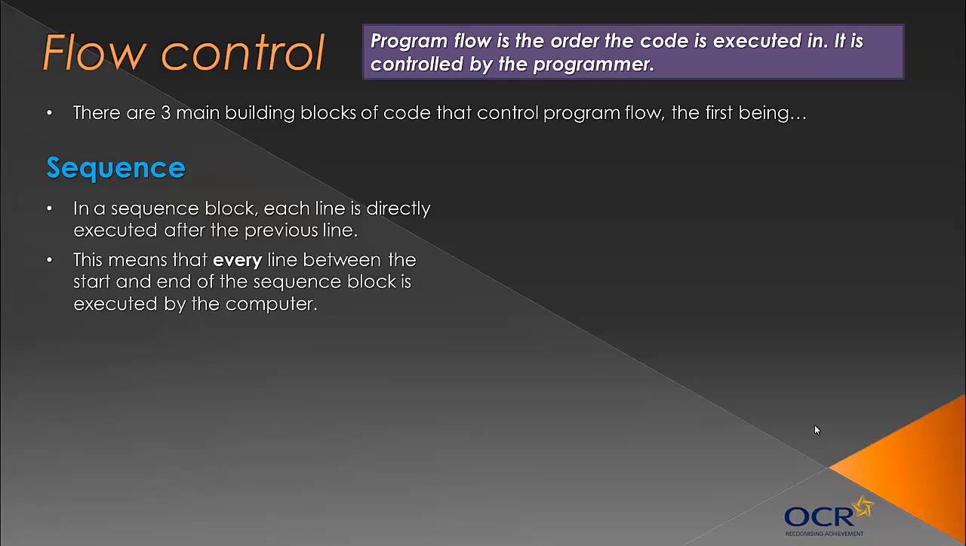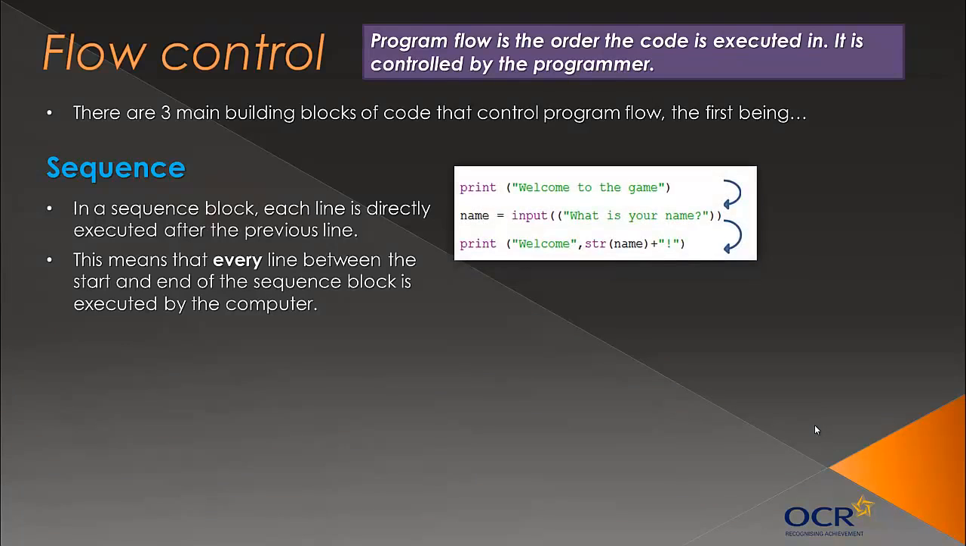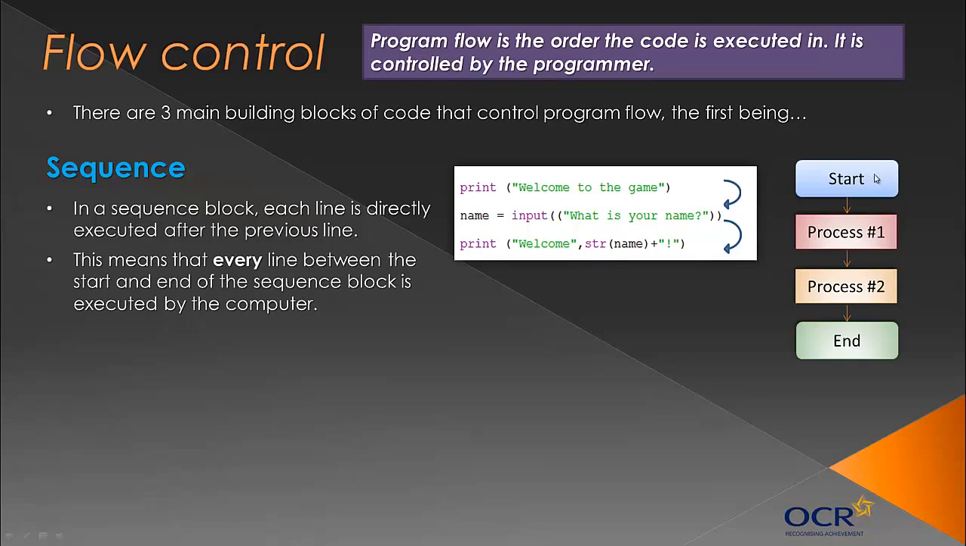It's a bit like how the interpretation and translation happens, as we looked at in the previous video. It means that every line between the start and the end is executed, so this is an example of sequence. The first line in this sequence block precedes the next line being executed. It just goes line by line, and we can represent it by a flowchart simply like this, where it passes through each process block line by line in a sequence.